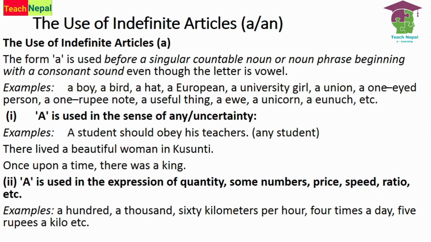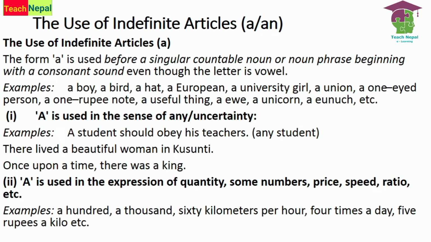So here हामीले देख्न सक्छौं European मा चाहिँ, right, this letter is e but the sound is yo sound आउने भएको कारणले गर्दा, university मा नि yo sound आउने भएको. Yo भनेको चाहिँ that is what you call consonant, not vowel, right? So consonant sound चाहिँ अगाडि आउने भएको कारणले गर्दा though there are vowel letters, we have to use a. So a is used in the sense of any or uncertainty, right?